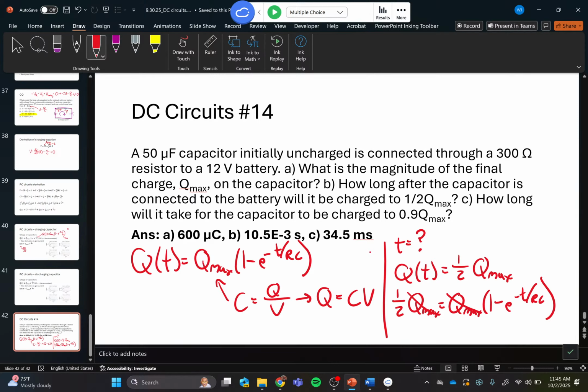Not too bad. How long will it take for the charge to reach 0.9? Do the same thing, but make it 0.9 instead of 1/2. This is kind of like a half-life problem. In your chemistry classes, they said, how long does it take the population to reach 50% of the size? It's the same problem. All right, that's it, y'all.